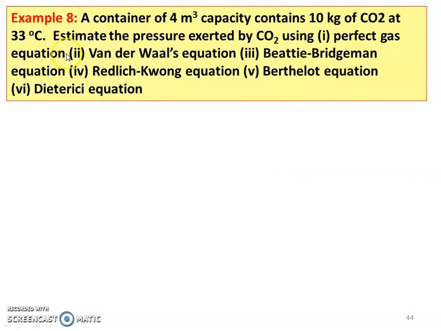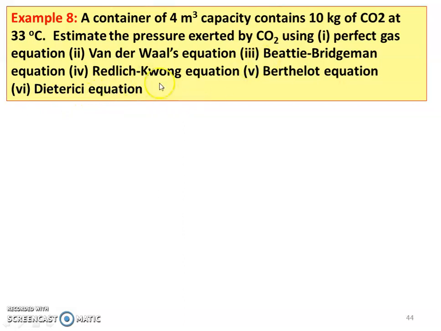First example, example number 8. A container of 4 meter cube capacity contains 10 kg of CO2 at 33 degree Celsius. Estimate the pressure exerted by CO2 using the perfect gas equation, van der Waals equation, Beattie-Bridgeman equation, Redlich-Kwong equation, and Berthelot equation.